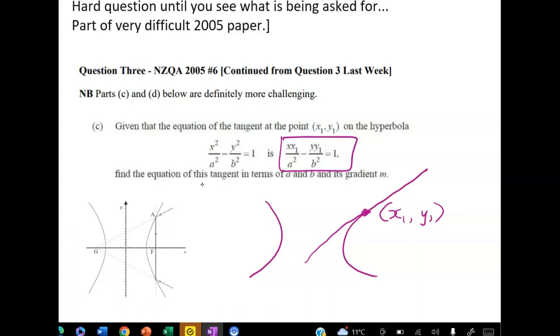What we're now being asked to do is to find this equation for this tangent line, not in this form where I've got x1 and y1, but just in terms of the a and b from the hyperbola and the gradient of this line, right? So this is going to be useful in a situation where for some reason I know the gradient of a line and I know the equation of the tangent, but I don't know this point.